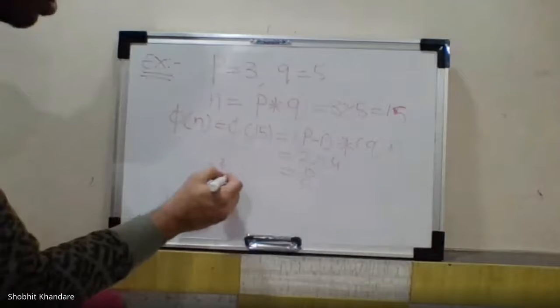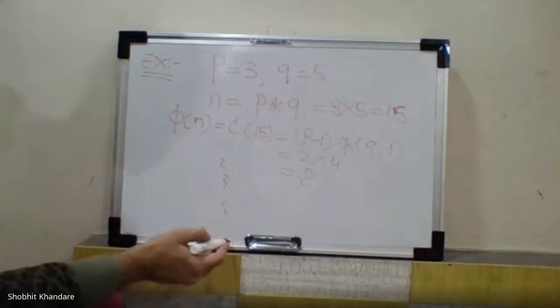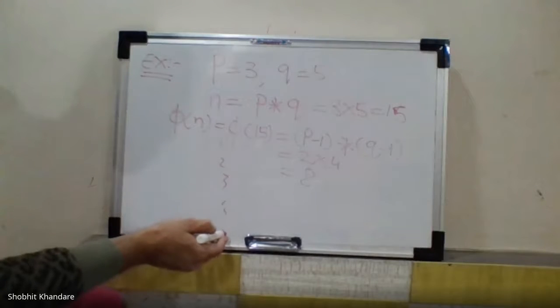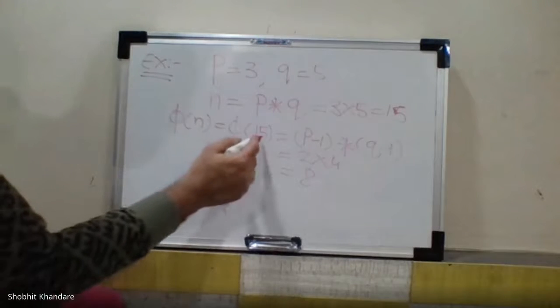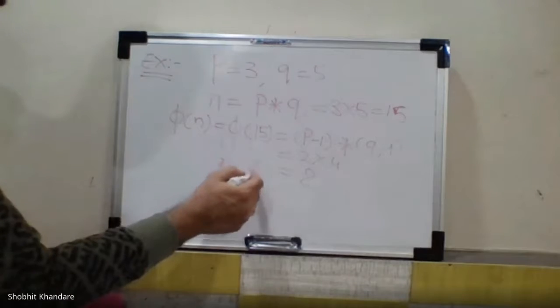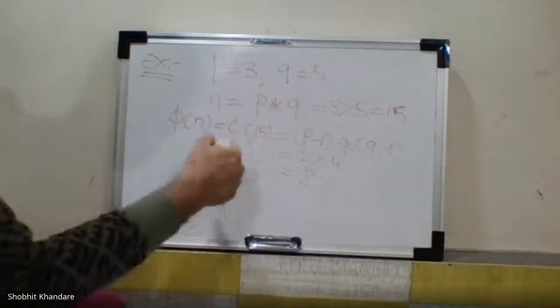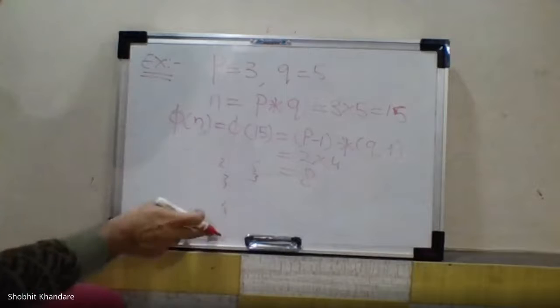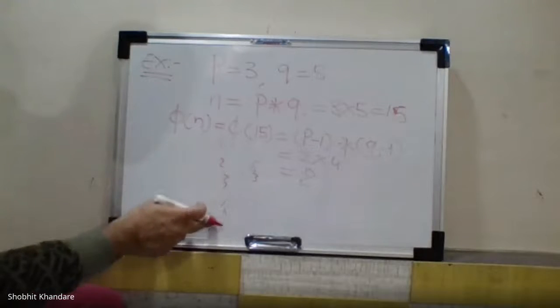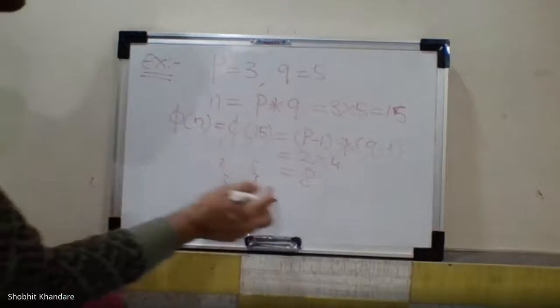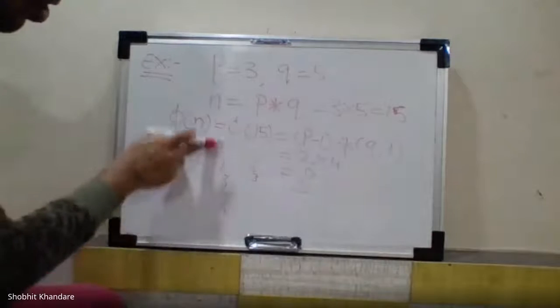Again, write down 1, 2, 3, 4, 5, 6, till 15. Then what are the factors? 5, 3. Go on deleting the numbers. Finally, see how many numbers are not deleted. You will come to know the total numbers which are not crossed are 8.